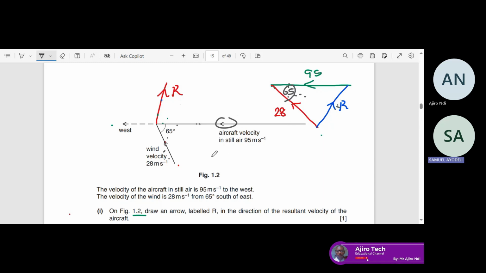So how do you calculate it? R squared is equal to 95 squared plus 28 squared minus 2 times 95 times 28 times cos 65. So that's all.